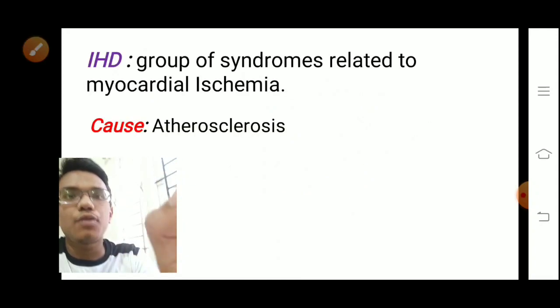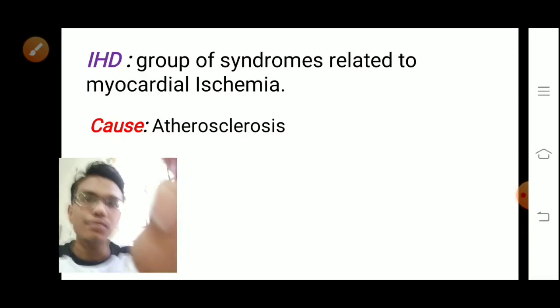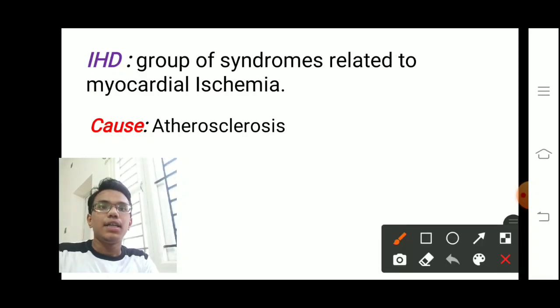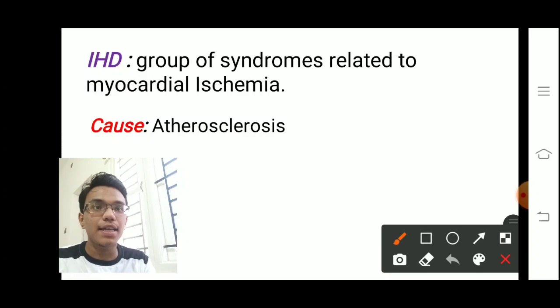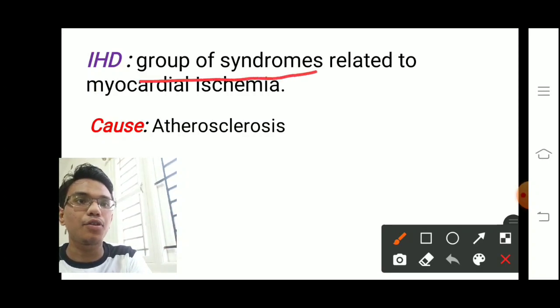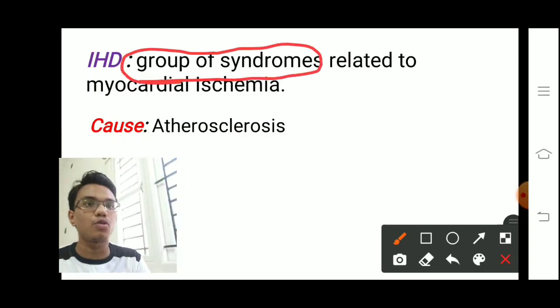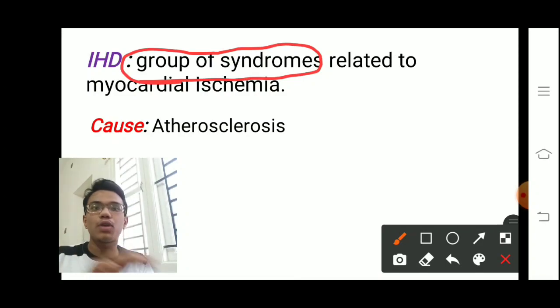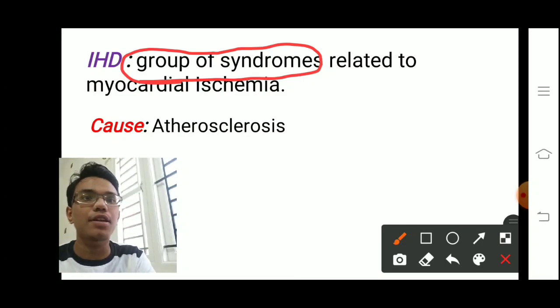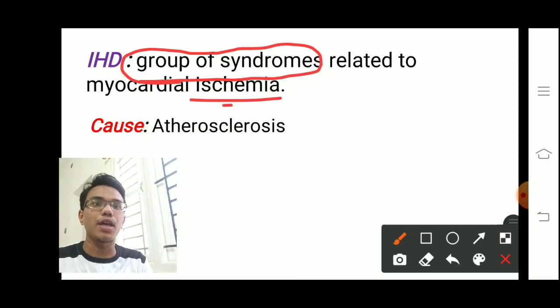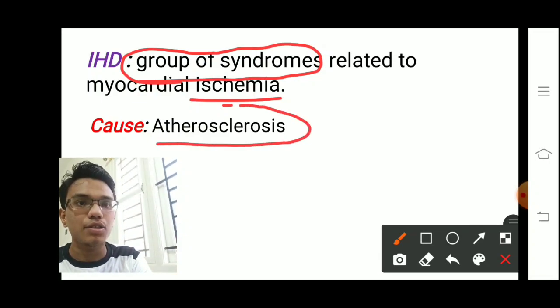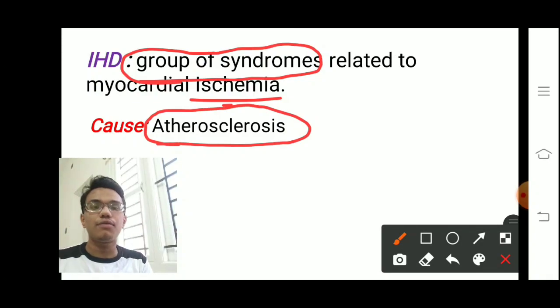So the first thing you should know is it's not a single disease. IHD is actually a group of syndromes. That means more than one disease is associated with this, which is related to myocardial ischemia. This we know. Okay, what is the important cause? That is atherosclerosis. Atherosclerosis is the main cause of IHD.